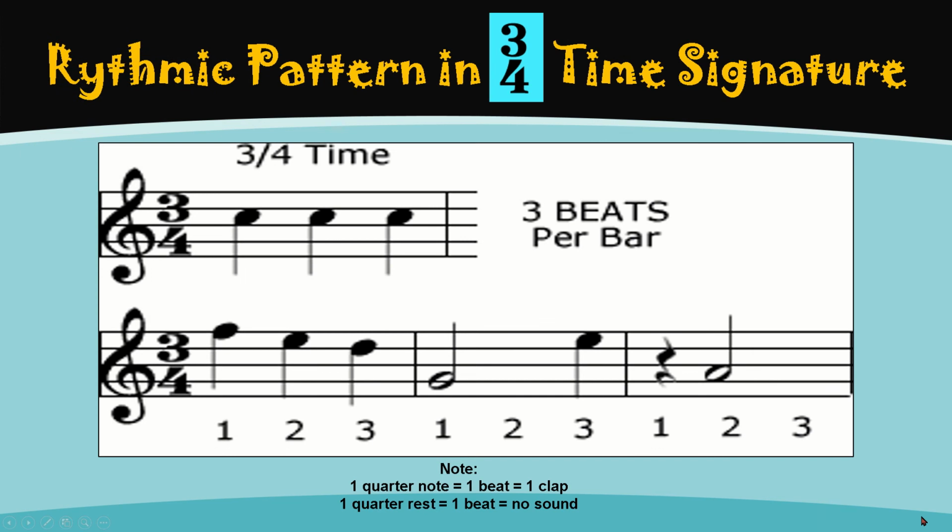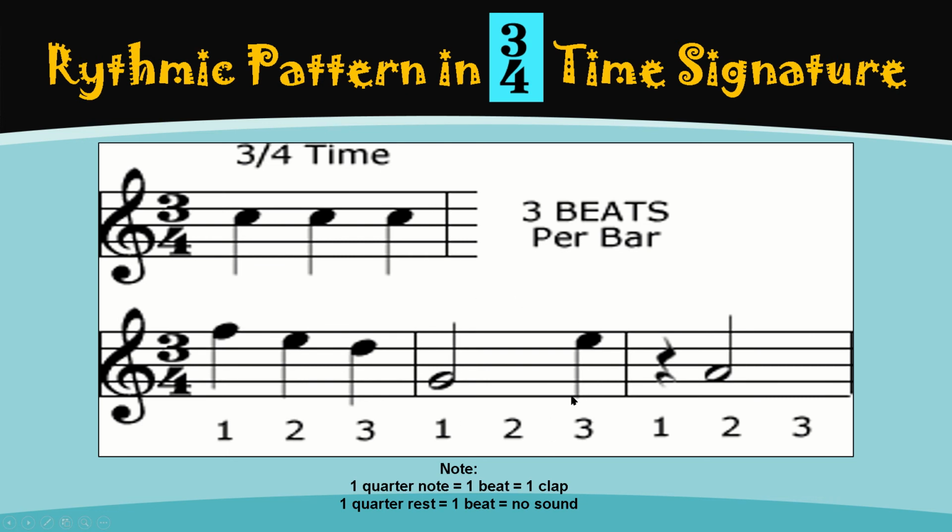Next, let's have the rhythmic pattern in 3/4 time signature. In 3/4 time signature, it has 3 beats per bar, or 3 beats per measure. So as you can see on the first measure, there are 3 quarter notes. So meaning there are 3 beats and 3 claps.